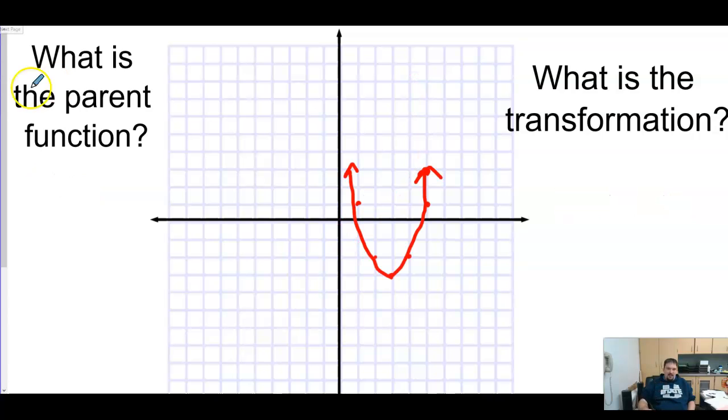Okay, come back to this one now. The U shape. The U shape is what type of parent function? If you said quadratic, you were correct. Remember, the quadratic started at 0, 0 and went through these points.